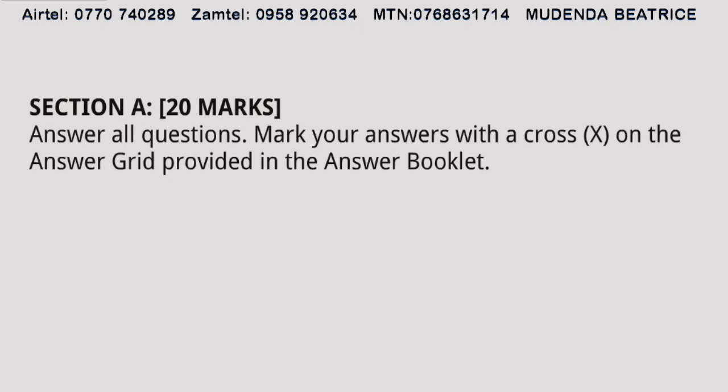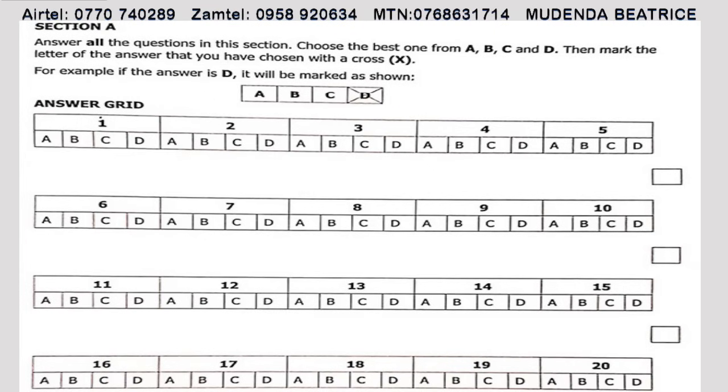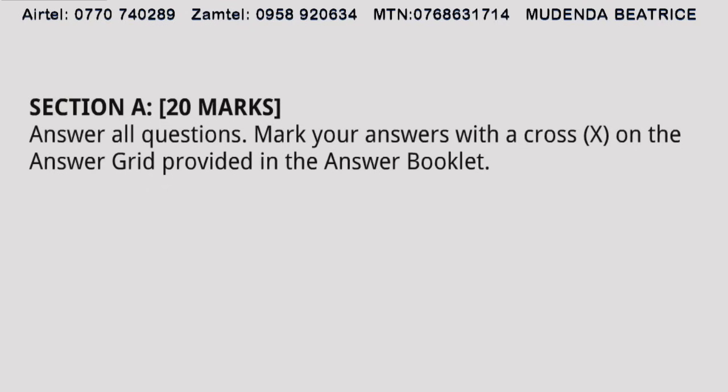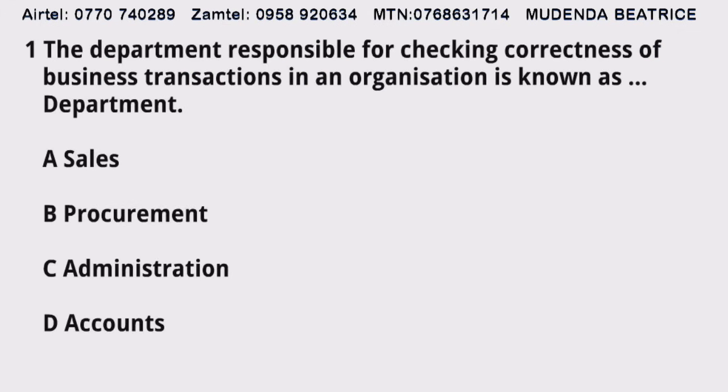In the exam, you answer your questions of Section A on the answer grid provided, like this one. If your answer is A, you put a cross on A. If your answer is B, you put a cross on B. That's what you need to do in an examination room. But for revision, I'm going to be answering my questions on the same paper. Question 1 was as follows.